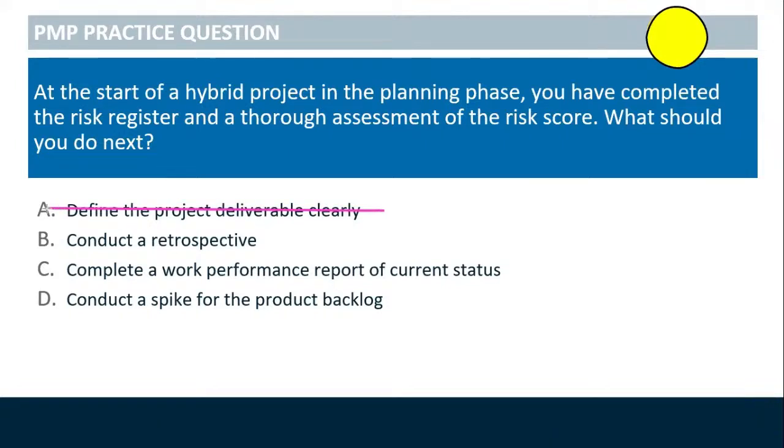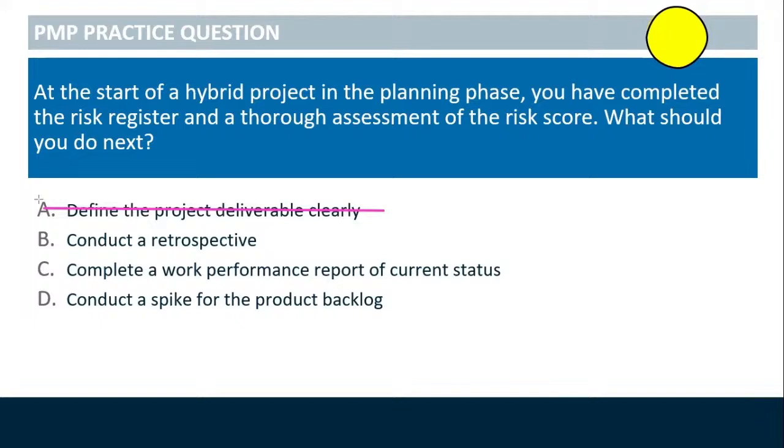So we're going to go ahead and cancel that, because before you can do a thorough assessment of a risk score, you should have defined the project deliverable clearly way back in scope management. So it cannot be A. That is not the best thing to do next. B, conduct a retrospective. A retrospective is generally done in a hybrid project anytime that it makes sense for the team to, although it's generally done at the end of a sprint. That is not to say it cannot be done at other points.